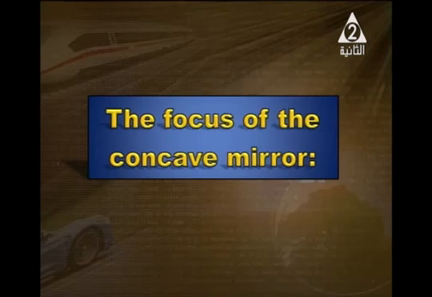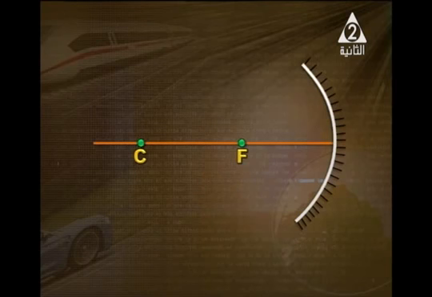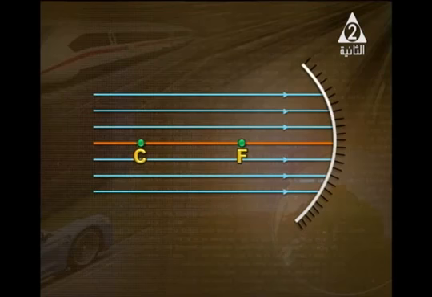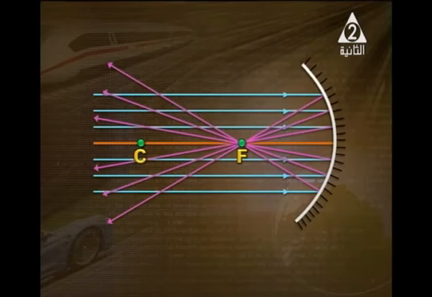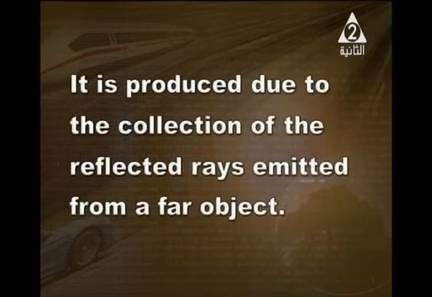The focus of the concave mirror. This is the concave mirror. This is the principal axis, and on it lies the center of curvature. At the midpoint between the center of curvature and the pole of the mirror, we find the focus. This is the incident light ray, which is reflected after hitting the reflecting surface of the concave mirror and collected at a point called the real focus. The real focus is produced due to the collection of the reflected rays emitted from a far object.